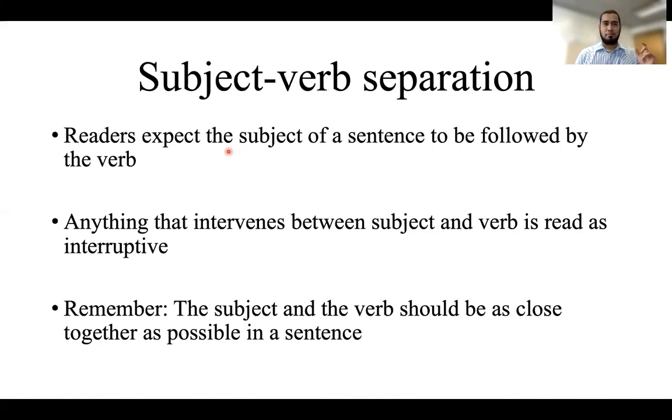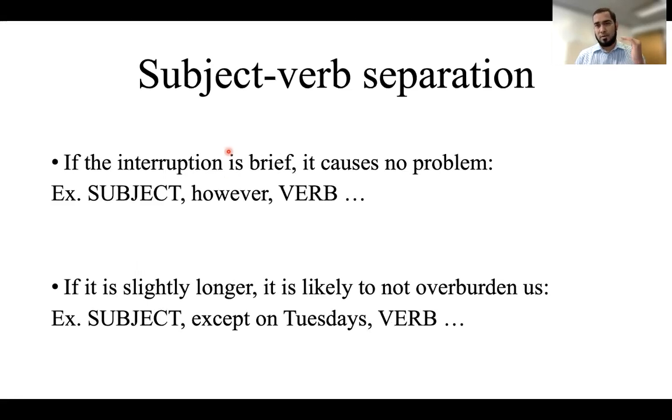Therefore, just to summarize, readers expect the subject of a sentence to be followed by the verb. Anything that intervenes between subject and verb is read as interruptive. And therefore, when we are writing or revising our text, we should remember to place subject and verb as close together as possible. Now, if the interruption is brief, it causes no problem. For example, subject, however, verb, and that's totally fine.